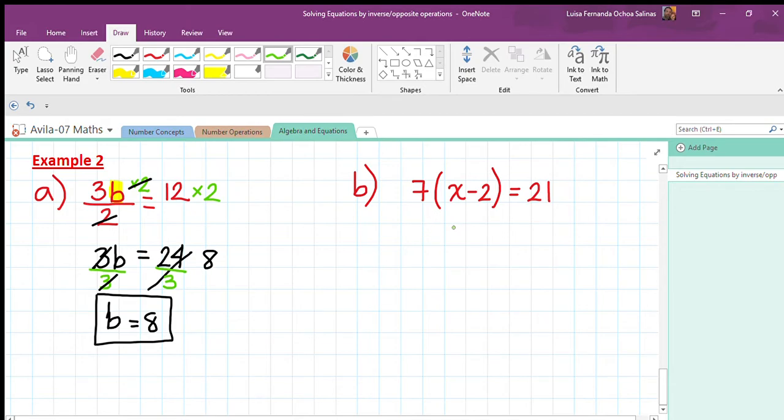So how do we do it? I divide this side by 7, and then divide this side by 7. Perfect. When I do that, I can cancel this 7 and this 7, because 7 divided by 7 is 1, which means that I have left x minus 2 equals 21 divided by 7, which is 3.